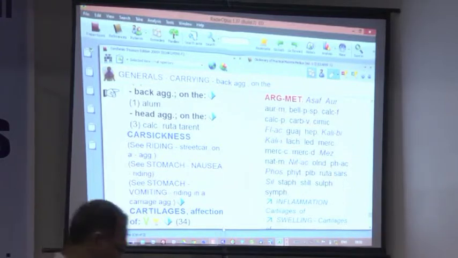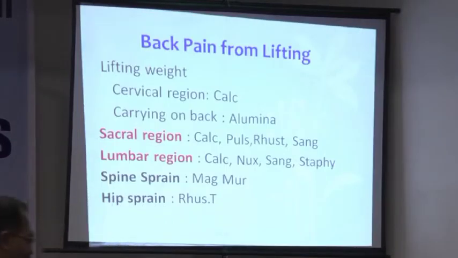So just verify in your private practice. Suppose the pain is in the sacral region after lifting, the remedies are Calcarea, Pulsatilla, Rhus tox and Sanguinaria. Back pain, sacral region, after lifting weight. Then back pain in the lumbar region after lifting: Calcarea, Nux vomica, Sanguinaria, Staphysagria. If it is only because of weightlifting strain of the spine, the remedy is Magnesia muriatica. In that case, hypericum will not act. Magnesia muriatica.